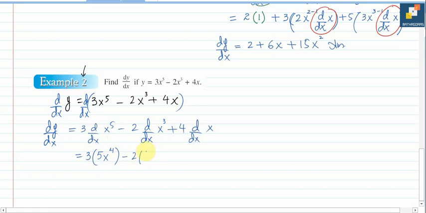For minus 2, first you need to write down the power, that is 3, then subtract 1 from the power, so it will be x square, and again d by dx of x leads to 1, so now I'm not writing it again. And the last one is 4, because when you have the same variable, d by dx of x equals 1. We can solve it further. So now it will be 15 x power 4 minus 6 x square plus 4.